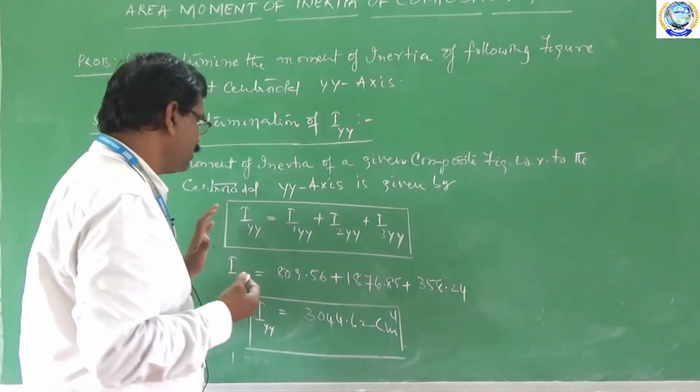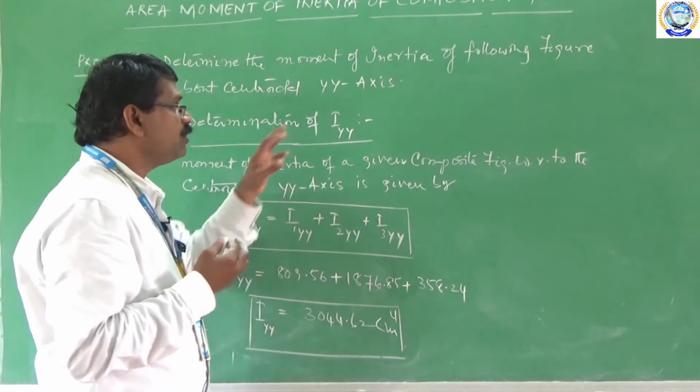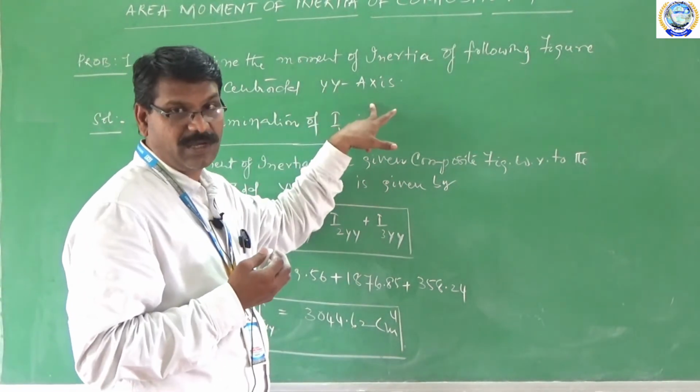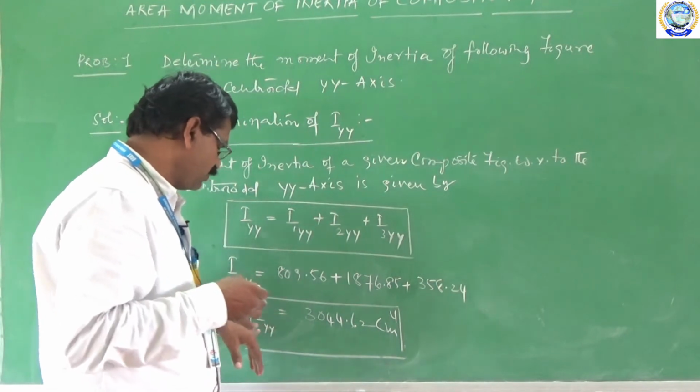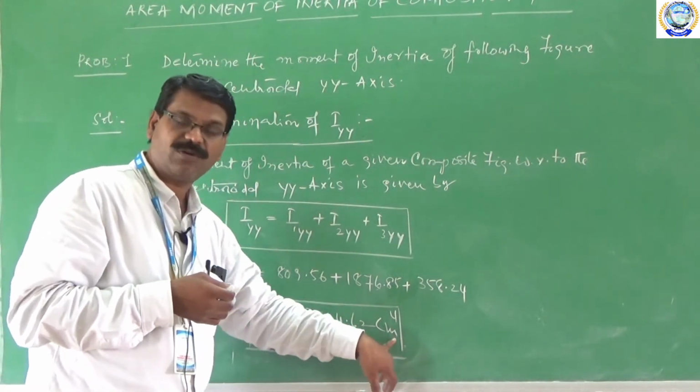This is the methodology, which is a very important method of finding the moment of inertia with respect to a composite figure. This is the final answer, that is I is equal to 3044.62 centimeter to the power of 4.